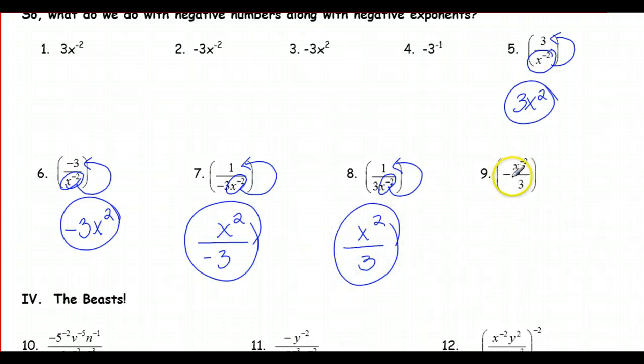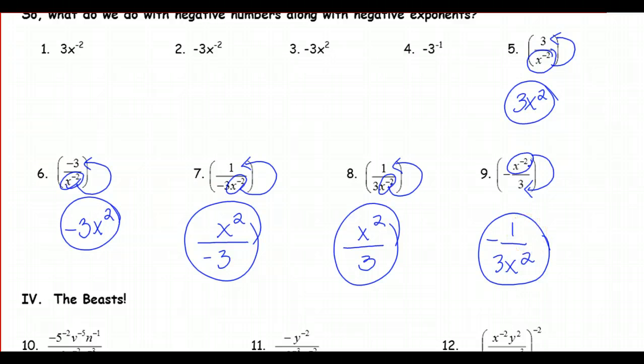All right, and this next one, number 9, the only piece here that has the negative exponent is x. So I'm going to move that to my denominator. Now when I do that, there's nothing in the numerator, but there has to be. So it's going to be a negative 1 over 3x squared.